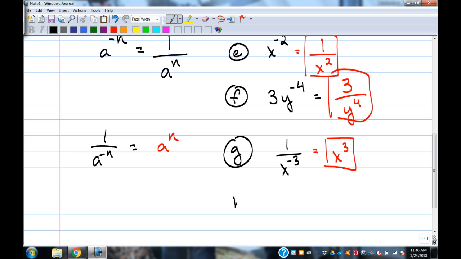If it were some other number on the top, or maybe another letter, maybe you had x squared over y to the negative 5. Which one has the negative exponent? The y. So it needs to move. It's in the denominator now. So it moves up to the numerator with the x squared to give us x squared y to the 5th.